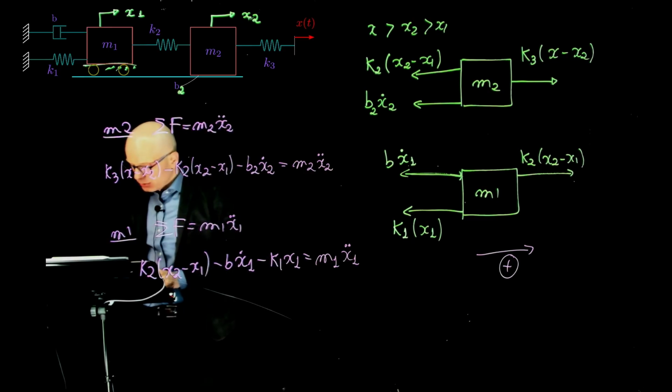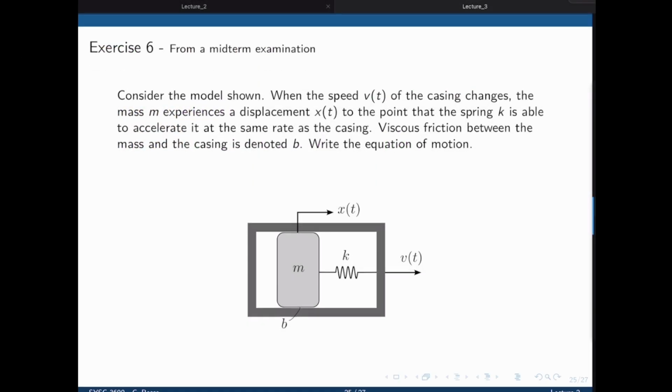All right, so if this is all good, let's do exercise 6. This comes from a midterm examination. This is slightly more complex. I'm going to erase the whiteboard here as fast as I can, and I'll let you read and get started with this problem. Here we only have one mass that sits inside of a casing. This casing is given an acceleration v, and the mass inside of that case is given a displacement x. We want to model the system.